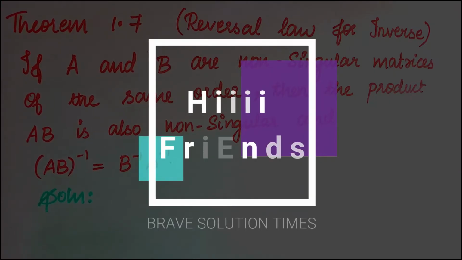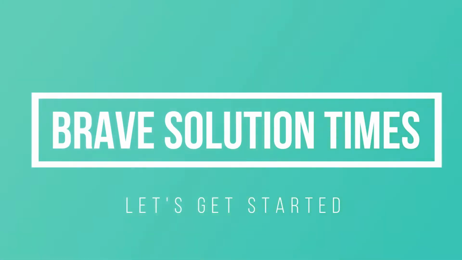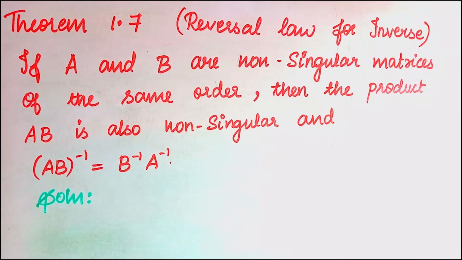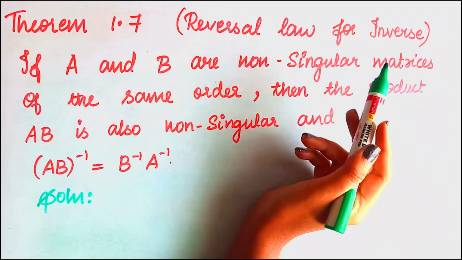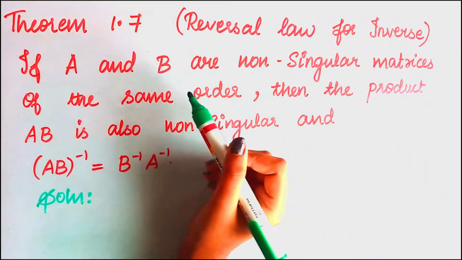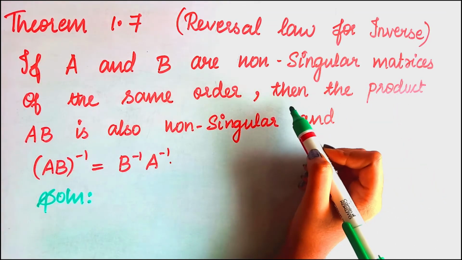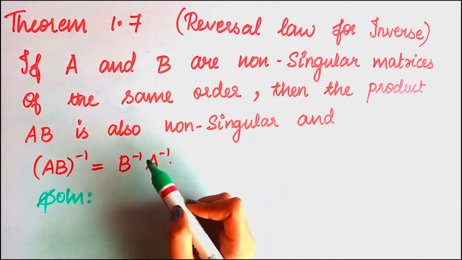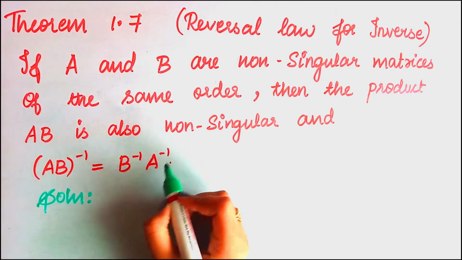For today's video, we are going to see Theorem 1.7 and Theorem 1.8. So let's get started. Theorem 1.7, reversal law for inverse. It's otherwise called the reversal law for inverse. If A and B are non-singular matrices of the same order, then the product AB is also non-singular and (AB) inverse is equal to B inverse A inverse.